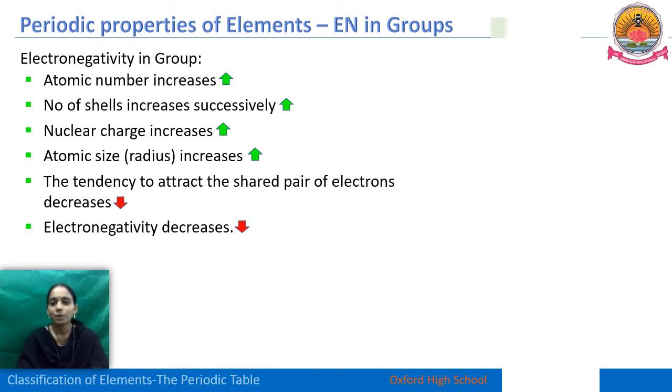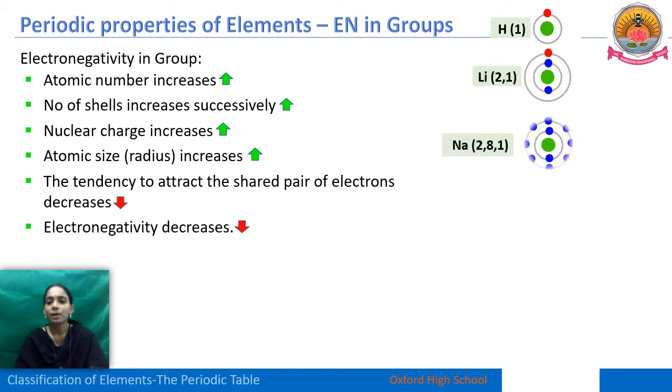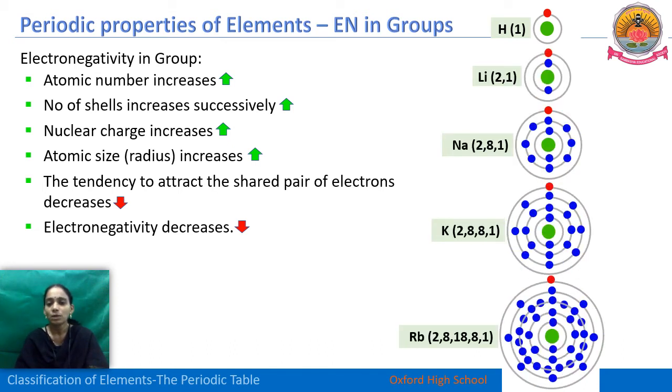You can observe here in the first group, from hydrogen to rubidium, cesium and francium, the number of shells successively increases. Even though the nuclear charge and the atomic radius increase, the number of shells acts as shields, and so the nuclear force of attraction decreases. So the tendency to attract the shared pair of electrons towards the nucleus decreases. So the electronegativity decreases in a group from top to bottom.